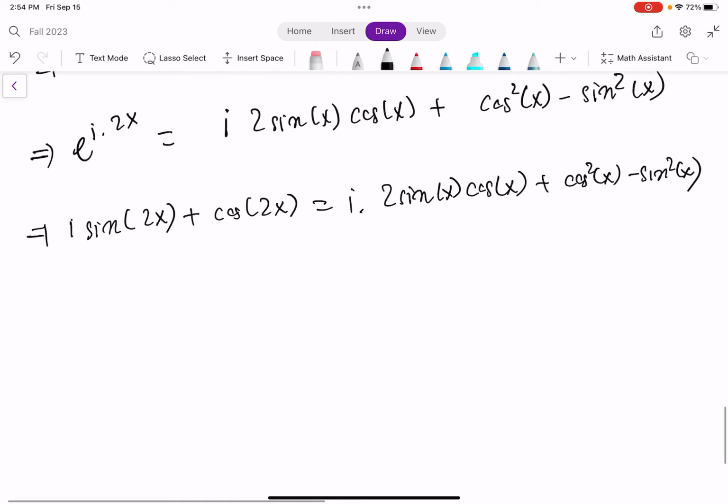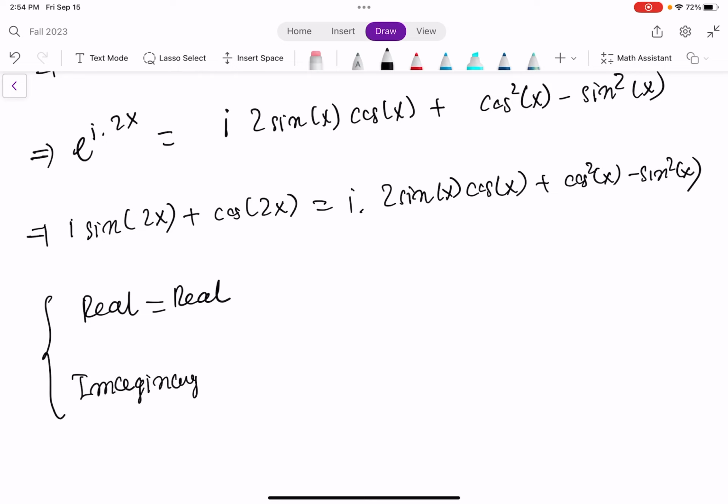In order for two complex numbers to be equal, what has to happen? Can you tell me? If you're in a room alone, you can yell: real equals real, real part equals real part, imaginary part equals imaginary part.